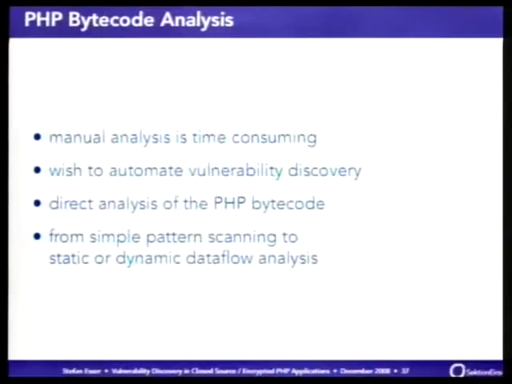So maybe I can get to the last topic, which is automatic bytecode analysis. The thing is, manual bytecode analysis is very time-consuming, and only if you are very crazy do you want to read PHP bytecode. Normally you want to automate this stuff, and therefore you can try simple pattern scanning. Like many people that do source code audits start with a grep, you can do the same on bytecode, but it will give you much more information, and you can also do static and dynamic data flow analysis.